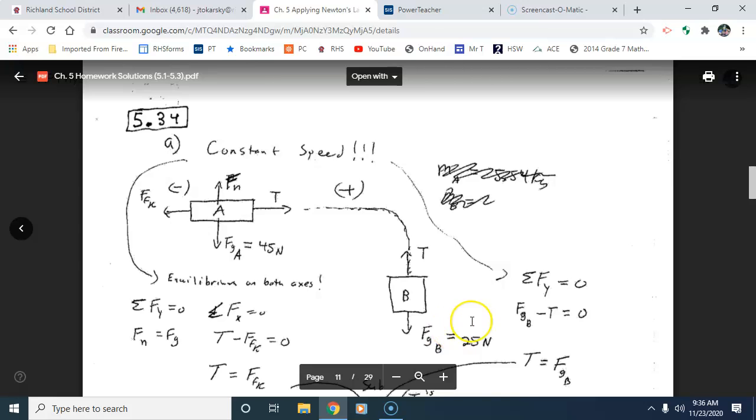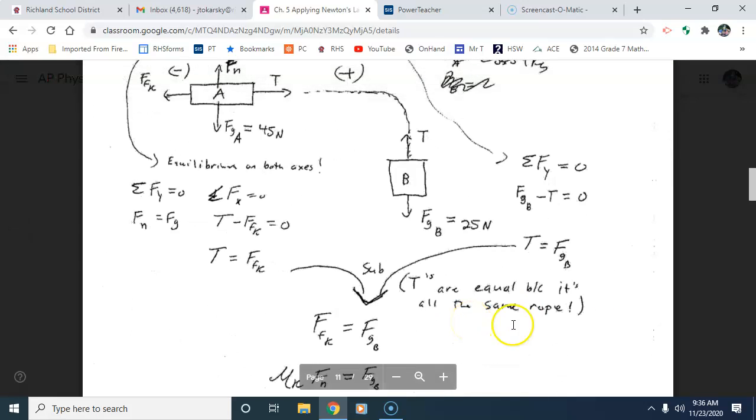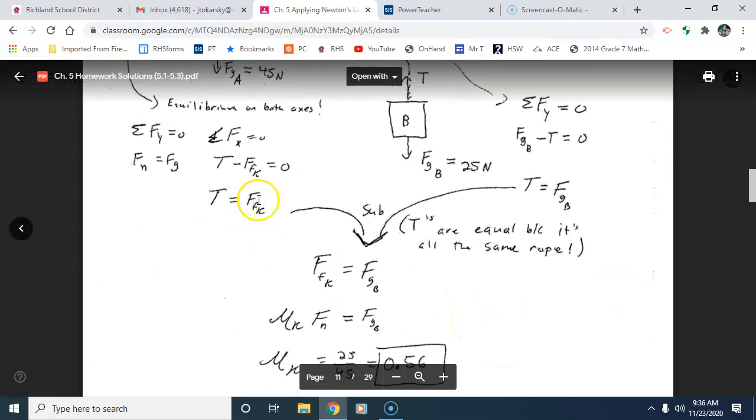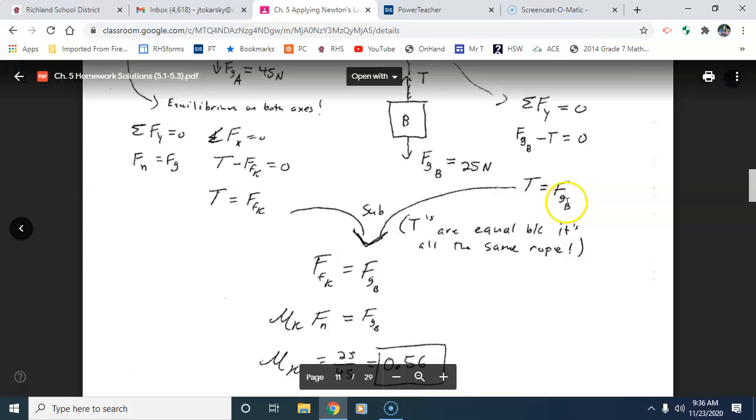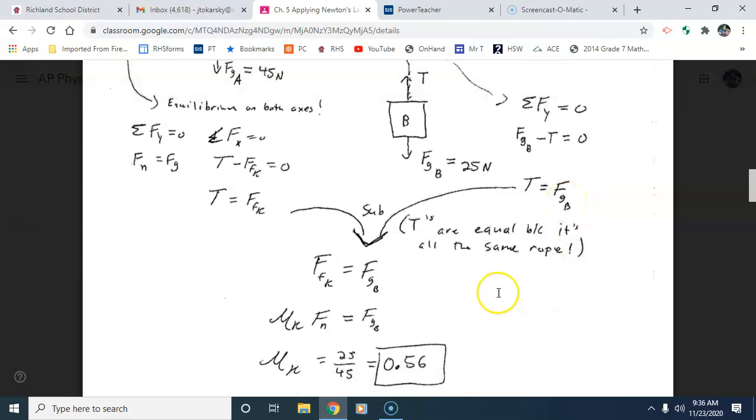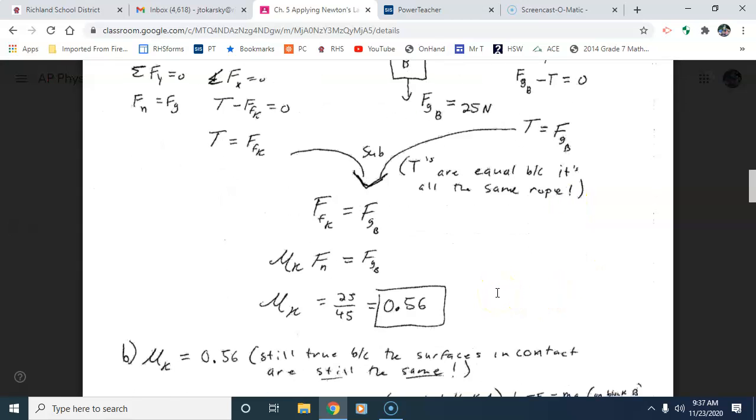And we have the mass of block B, so we can find the weight of it, right? So I have tension equals this, and tension equals that. So therefore, I could sub. Then this must equal that, right? You with me? Okay, so when I do that and then I plug in the friction equation.